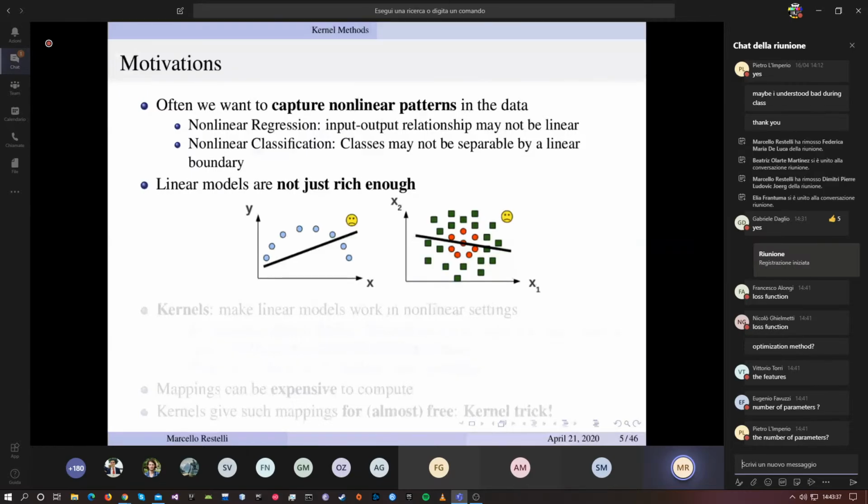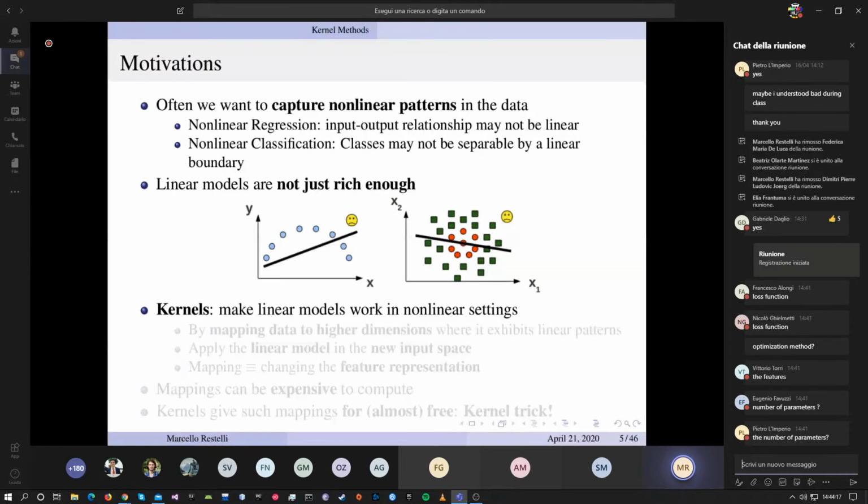So we have a linear model, for instance a linear model for regression in the first case and for classification in the second case on the right. On the left, you have a regression problem where a linear model is not good. On the right, you have a classification problem where a linear model is not good. But this problem can be solved even by a linear method if you change the input representation by adding other features. This is the way you solve the problem in the parametric world. Kernel methods have a different way of solving the same problem.